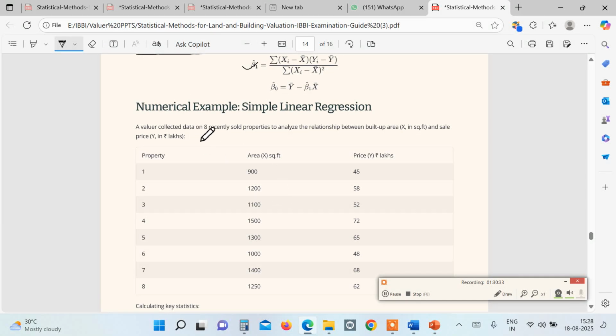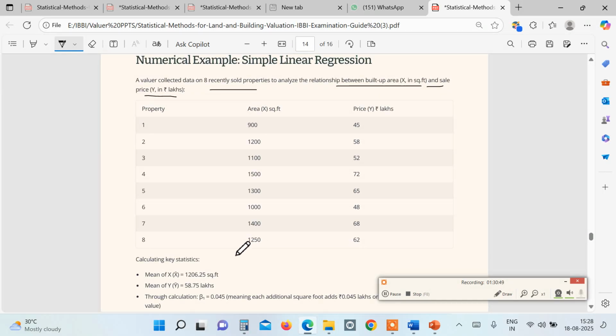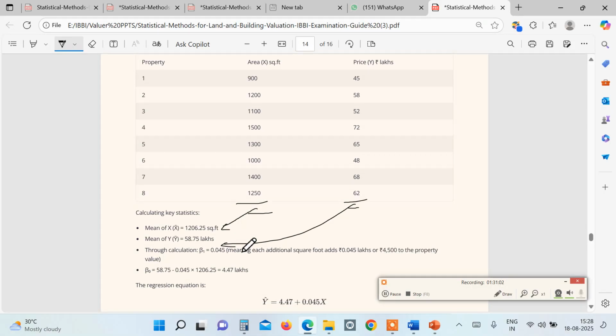A valuer collected the data of 8 recently sold properties to analyze the relationship between built-up area x in square feet and the sale price y in rupees. So these are the data which he has collected. So you calculate the value of x bar. The mean of these values comes out to be 1206.25. The mean of y comes out to be 58.75. Through calculation, beta 1 is equal to 0.045, meaning each additional square foot adds 0.045 lakh, or 4,500, to the property value.